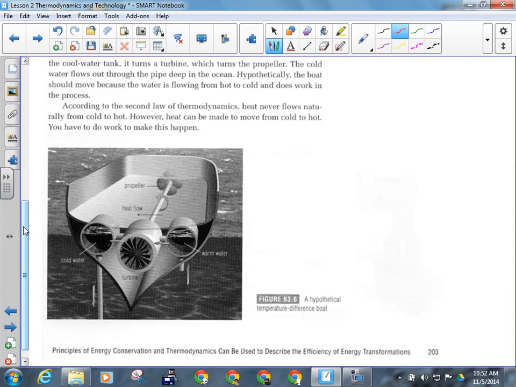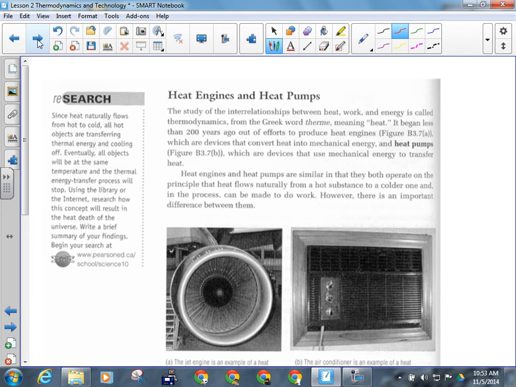All right. So heat can be made to move from cold to hot if we do work. I can actually make energy go from cold to hot, but I've got to use energy in order to do it. This is kind of like active transport for heat, and it's what I'm going to talk about next. So these are heat engines. The next thing is the heat pump.